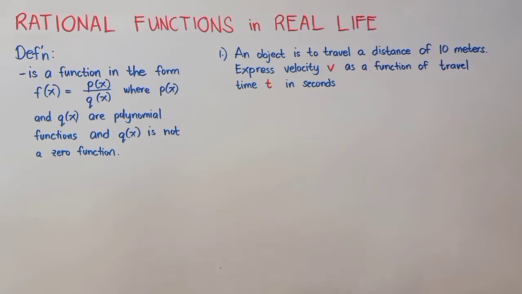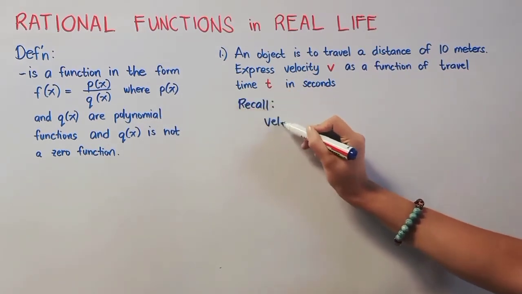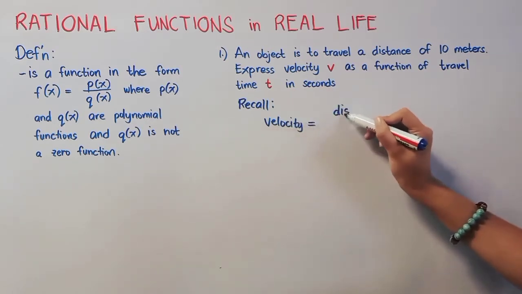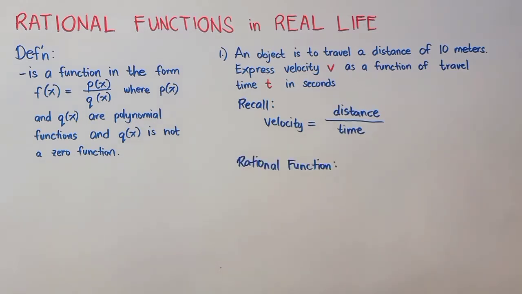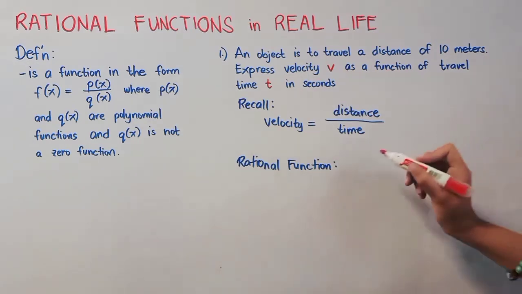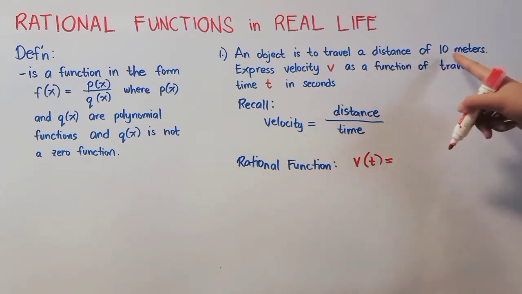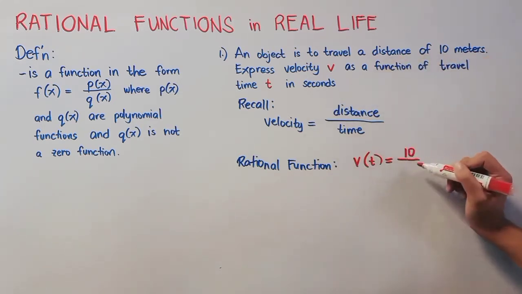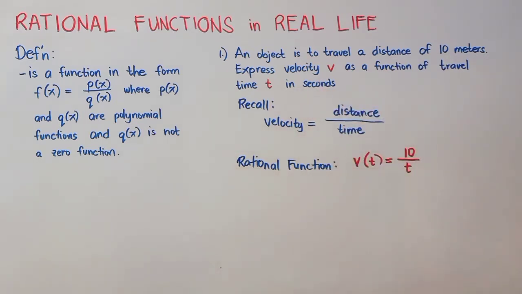Let us start with number 1. An object is to travel a distance of 10 meters. Express velocity v as a function of travel time t in seconds. Recall that velocity is equal to distance over time. With this, we can now get the rational function of number 1. The velocity as a function of travel time would be v of t is equal to our distance, which is fixed at 10 meters, all over our time, which is still unknown, so we'll just place t.